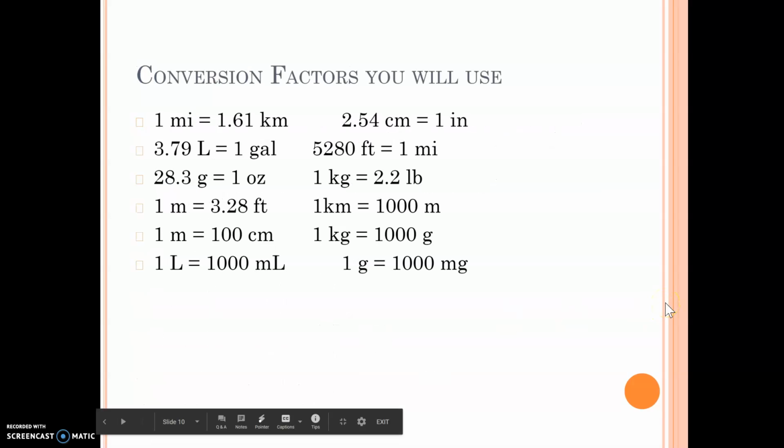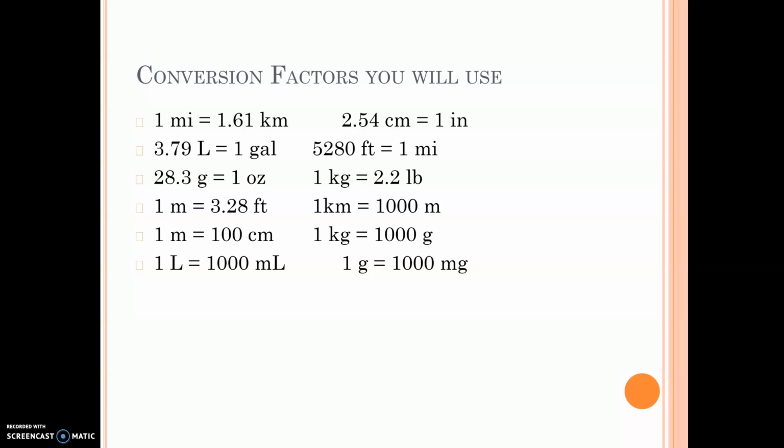Here are the conversion factors you will use in the practice. 1 mile equals 1.61 kilometers, 3.79 liters equals 1 gallon, 28.3 grams equals 1 ounce, 1 meter equals 3.28 feet, 1 meter equals 100 centimeters, 1 liter equals 1,000 milliliters, 2.54 centimeters equals 1 inch, 5,280 feet equals 1 mile, 1 kilogram equals 2.2 pounds, 1 kilometer equals 1,000 meters, 1 kilogram equals 1,000 grams, and 1 gram equals 1,000 milligrams.